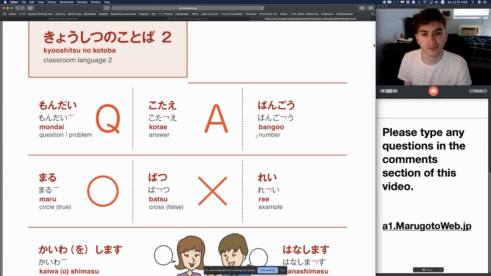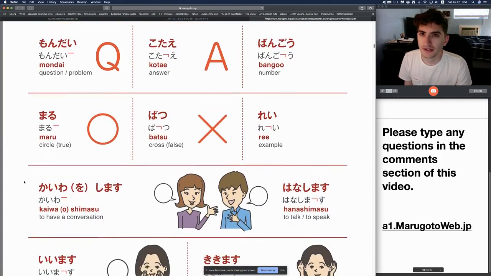Okay? If you are talking about a cell phone number or even a student number, you can use this word. 番号, right? 学生番号. 学生, we learned last week, was student. 番号 is number. So your student number, like if you're at a university or a high school, 学生番号 is student number. 電話番号, right? 電話, phone. 電話番号, phone number. Okay?